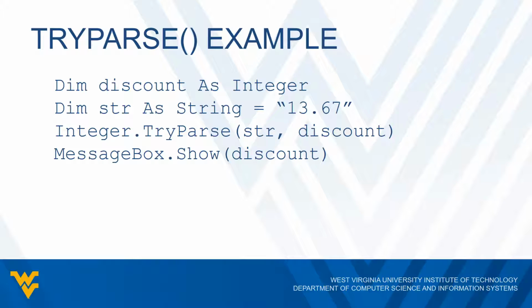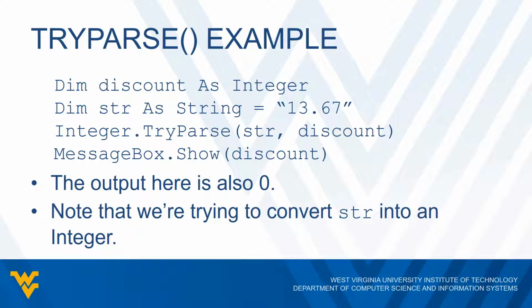The output in this case is actually 0. Yep, that's right. This does not work. And you might be thinking, wait, 13.67 is a valid number. You are correct if we were trying to convert this to a double or a decimal. But notice that we're trying to convert str into an integer. This is not a valid integer. Therefore, discount is going to be 0. So the moral of the story is if you're trying to convert the string into a desired type, you have to make sure that the string matches the desired type.